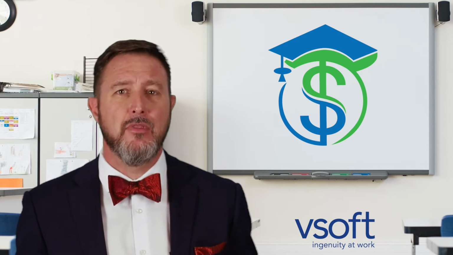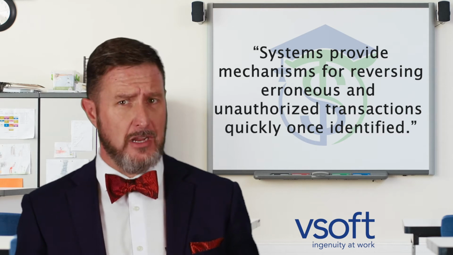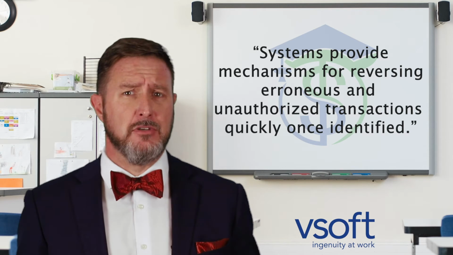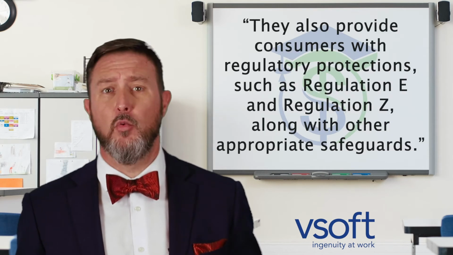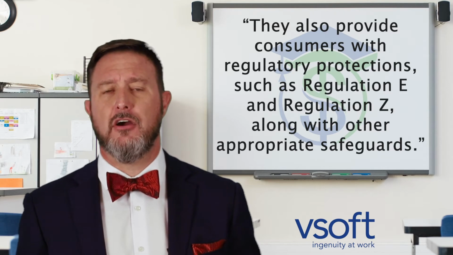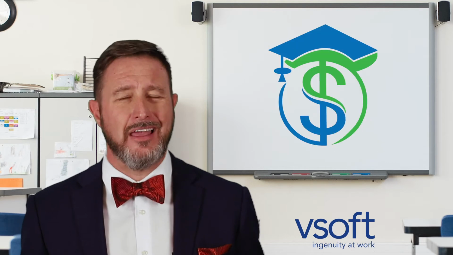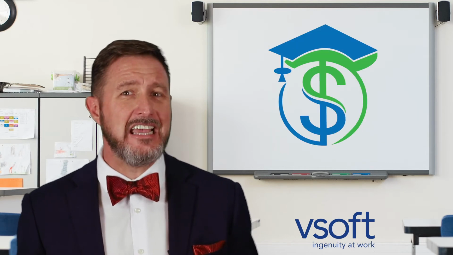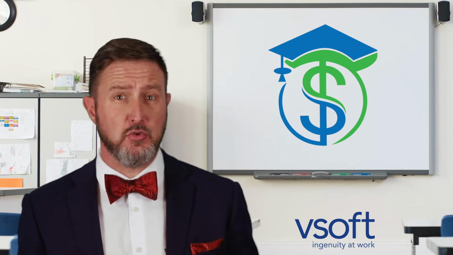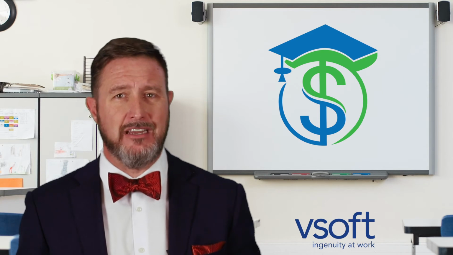So let's keep going. Systems provide mechanisms for reversing erroneous and unauthorized transactions quickly once identified. They also provide consumers with regulatory protections such as Regulation E and Regulation Z, along with other appropriate safeguards. Again, RTP does not have a reversal system like we know it in ACH. And in ACH, a reversal can be sent as an entry, and if done by the ACH rules, it is possible that the funds will come back without a problem, but it's not a guarantee.